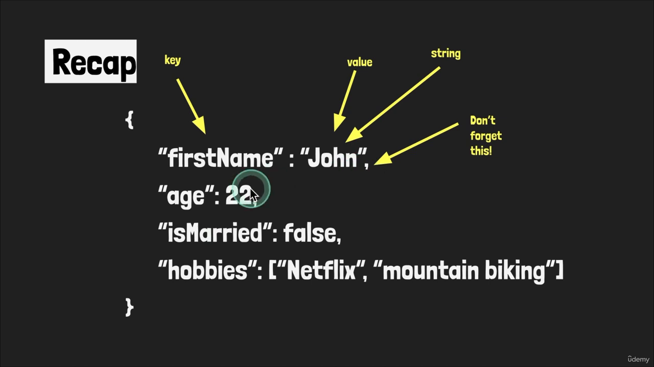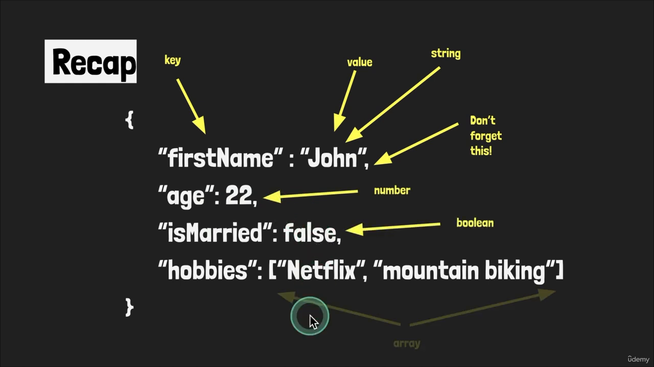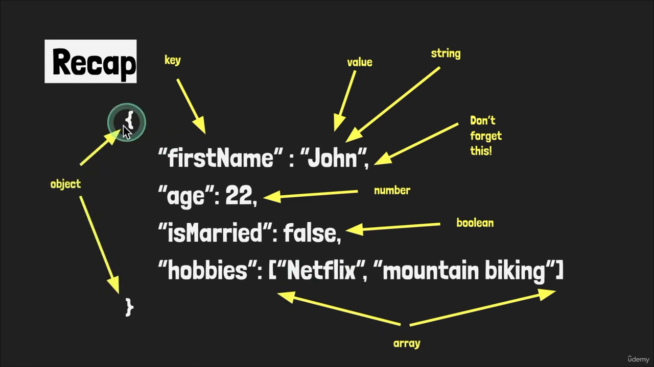On the next line, it's very important that we don't forget this. Add a comma. Age, 22. This is another value, which is a number. False is a Boolean. And what we have here below, Netflix, mountain biking, they are strings in an array. So we have here an array of strings. And of course, everything is encapsulated in an object. You see here at the beginning and at the end, this indicates an object.